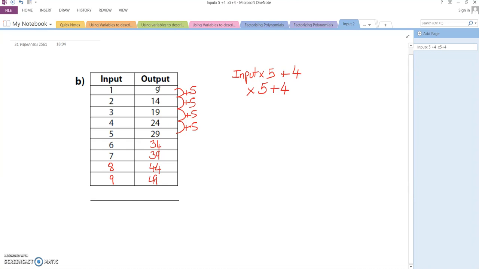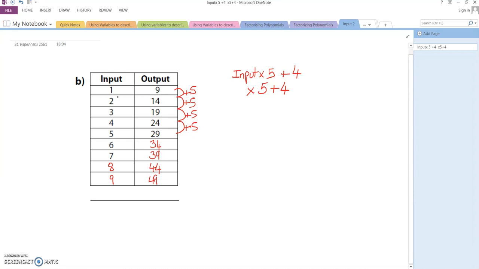Sorry guys, let's take a look. Sorry, just came back, something fell down.